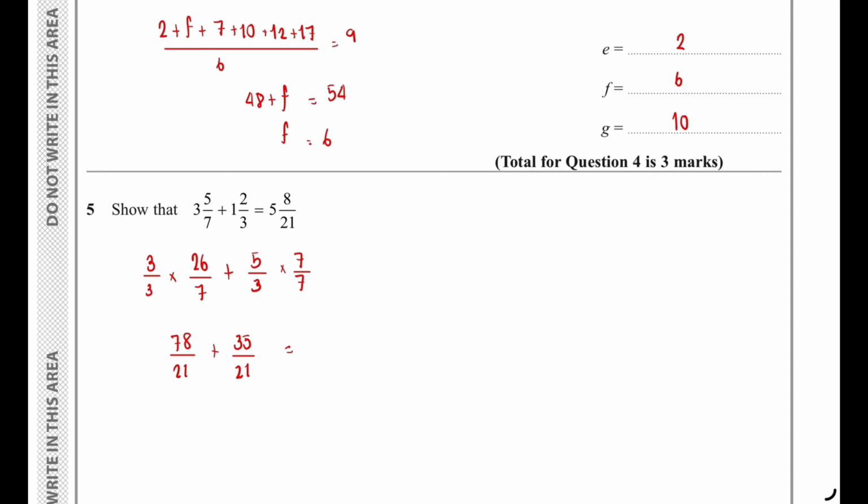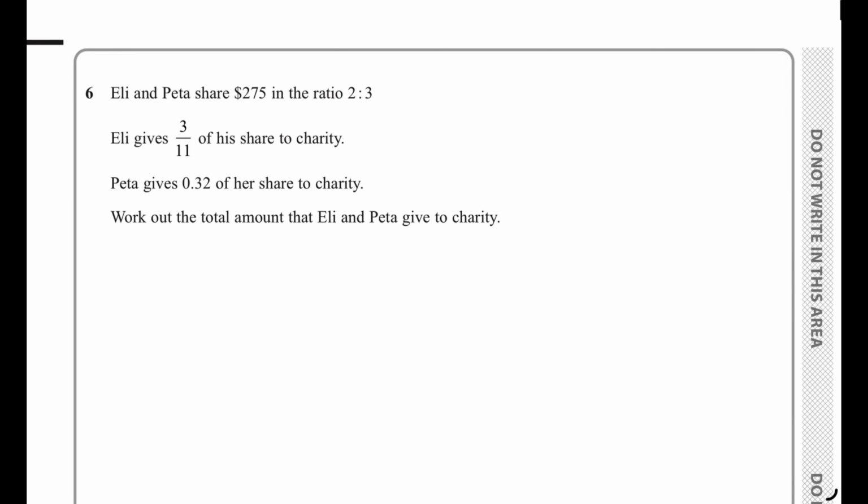So it is equal to 113 over 21, which is equal to, so we have denominator equal to 21 times 5, which is 105, plus 8, which is 113. So that's it. Question 6.